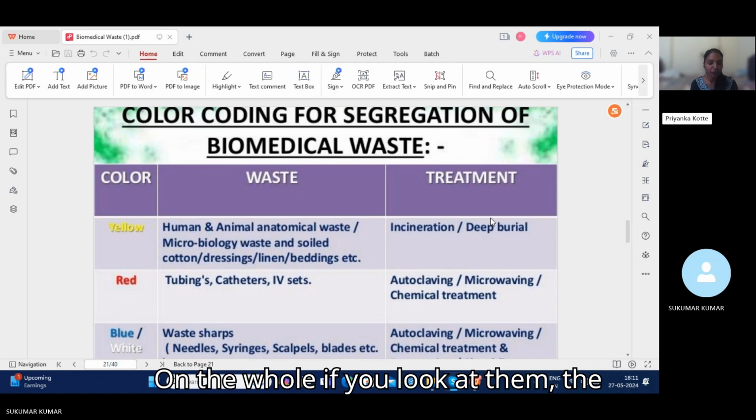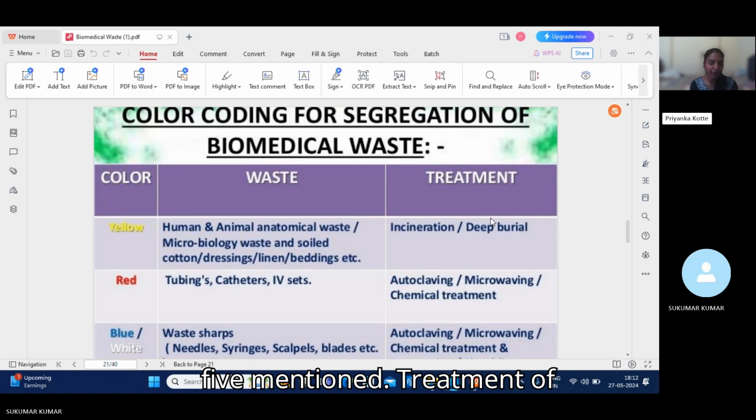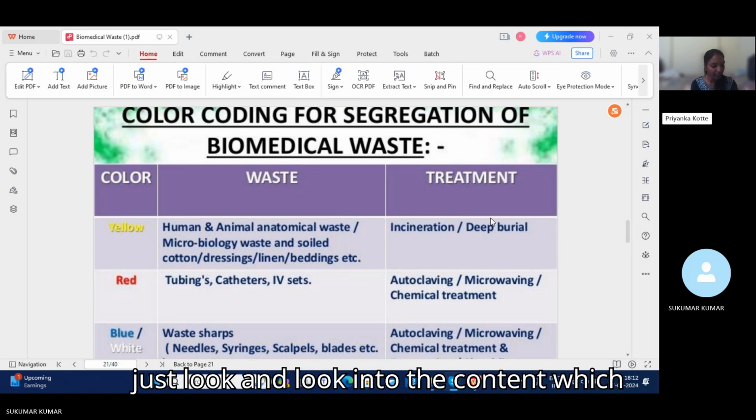On the whole, if you look at them, the treatment and disposal, we have incineration, we have autoclave, we have microwaving and hydroclaving, followed by shredding. Then we have deep burial and landfill. So these are the 5 mentioned treatment or management of biomedical waste techniques we have. So we will see one by one. As we see, you can just look into the content which is given.